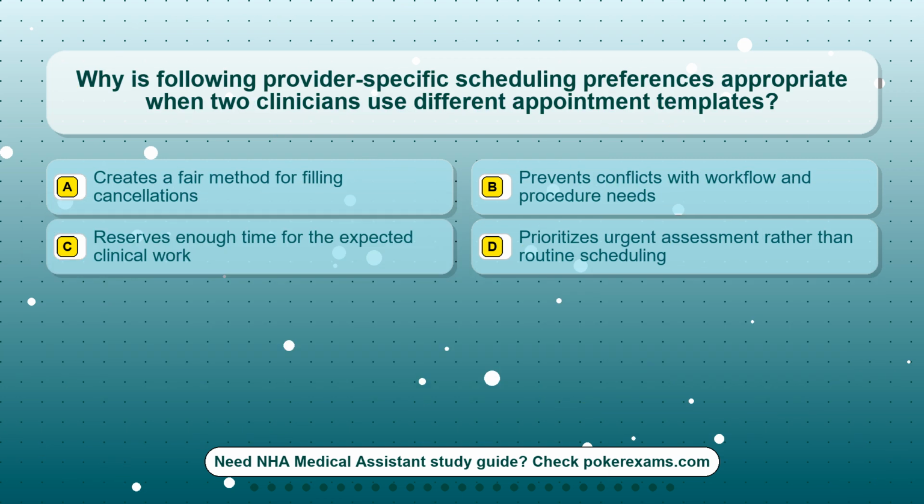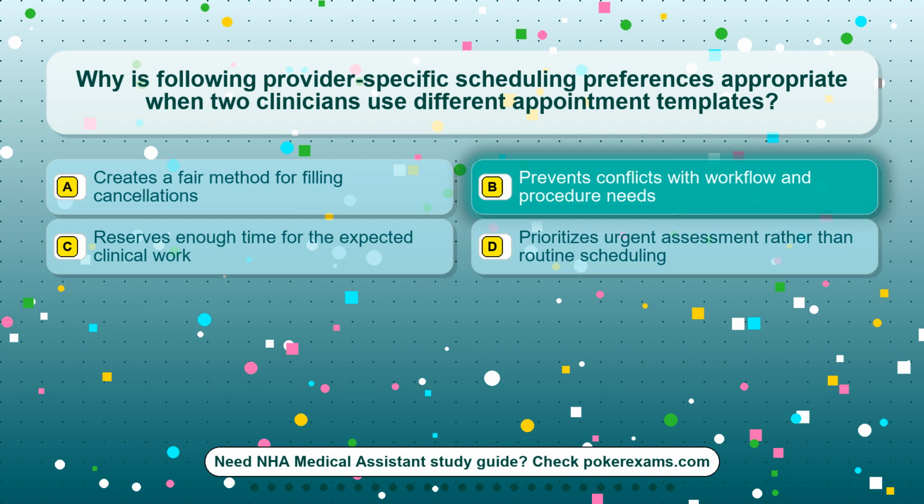Question 2. Why is following provider-specific scheduling preferences appropriate when two clinicians use different appointment templates? Option A. Creates a fair method for filling cancellations. Option B. Prevents conflicts with workflow and procedure needs. Option C. Reserves enough time for the expected clinical work. Option D. Prioritizes urgent assessment rather than routine scheduling.